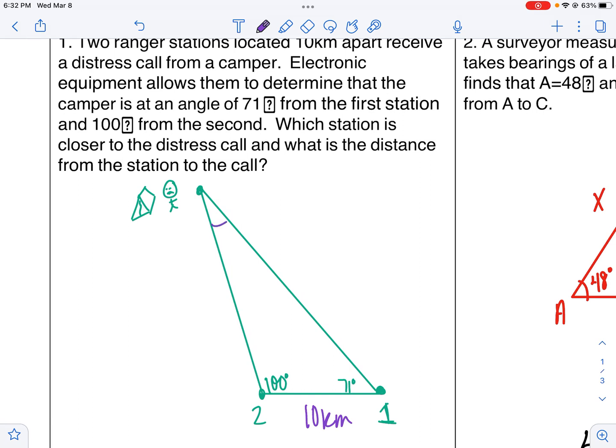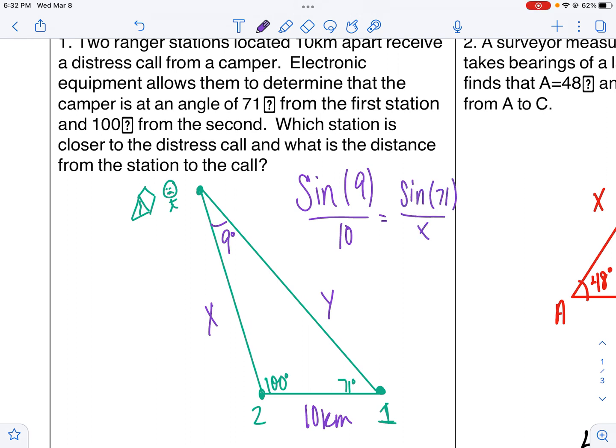And what I can do here is, if it's 171, this can only be 9 degrees to make 180. I can use my law of sines. Sine of 9 over 10 kilometers. Now I want to find out what x and y are. So I could do sine of 71 over x. And I could set up the same problem just with the sine of 100 and y. And I could figure out what those two sides are. And I want to know which one is shorter, right? Who's closer?